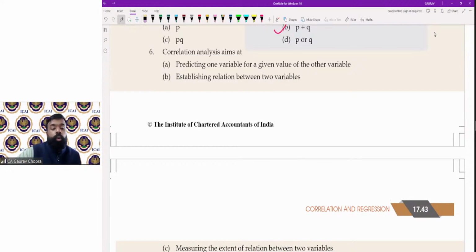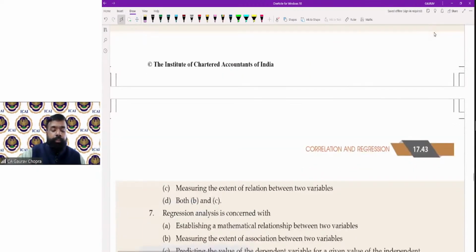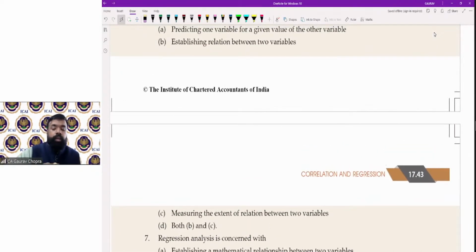सिक्स्थ वन, कोरिलेशन एम्स एट। कोरिलेशन का मुद्दा क्या है, एम क्या है? तो कोरिलेशन बेसिकली एस्टैब्लिशेस रिलेशनशिप बिटवीन टू वेरिएबल्स. सो बी लुक्स करेक्ट, बी ठीक ठाक लग रहा है हमें.